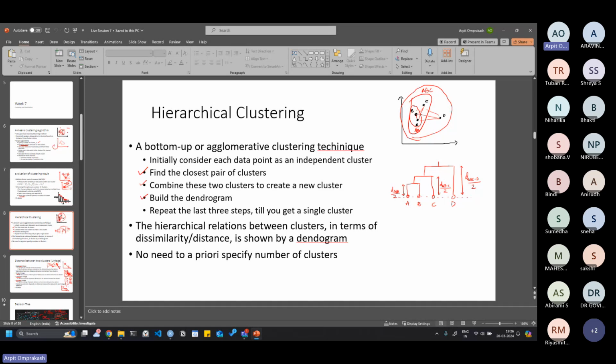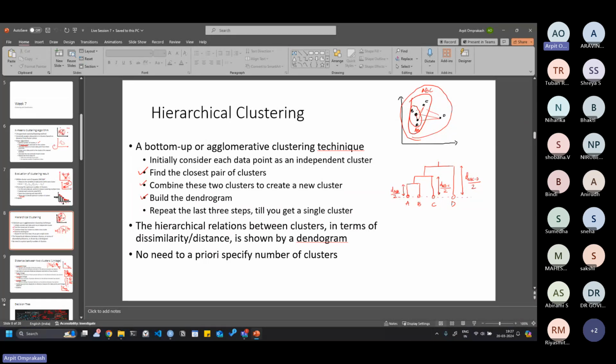Then what we do, we see if the cluster AB is closer to C or D, or if C and D are close to each other. So we find that, let's say in this case, AB is closer to C. So in that case, the next step would be to join C with A and B, and the height of this will be half of the distance between AB and C.